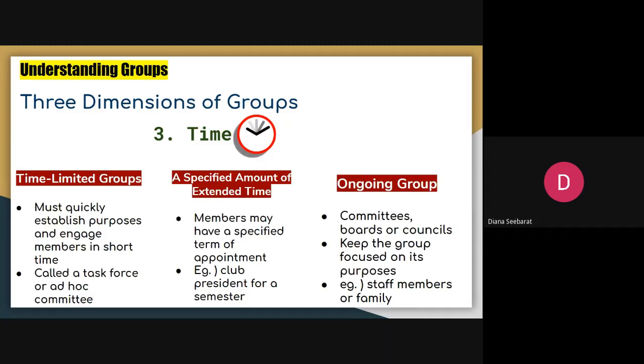They must deal with member motivation over time and establish processes to welcome and bring new members into the group. The duration of the group raises different challenges, and an example are staff, members, or family.